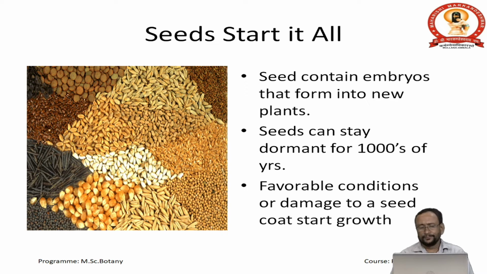Favorable conditions or damage to a seed coat start growth. On the onset of favorable conditions, the dormant seed can germinate and reproduce the new generation in the form of the embryo.